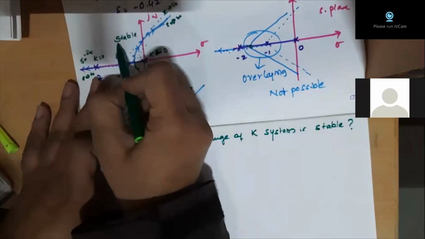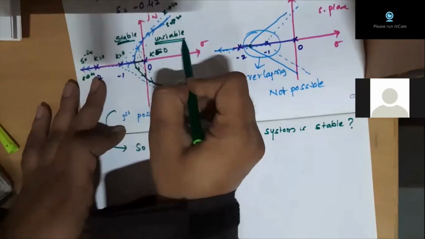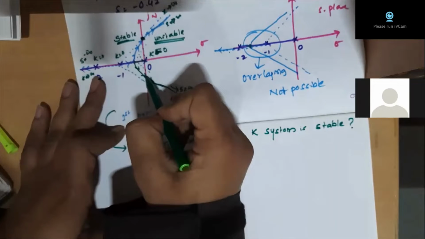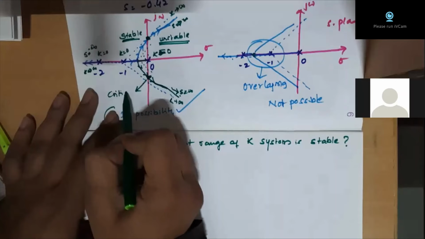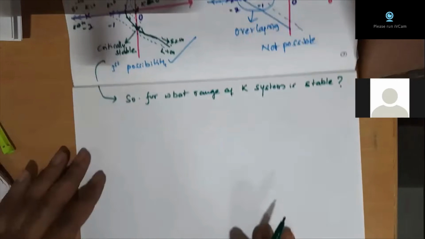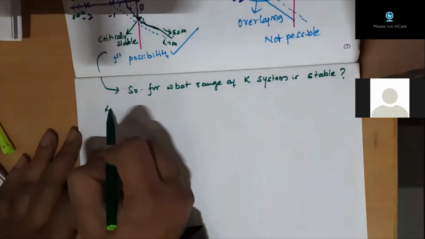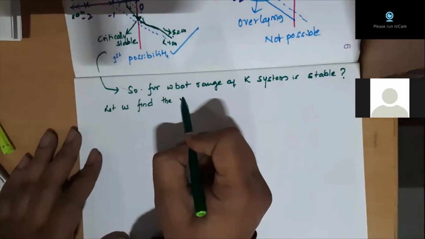So this is the stable region. LHS is the stable region and RHS is the unstable region. So the system is conditionally stable. So we need to find till what range our system is stable. And the third point, it is critically stable. Stable, unstable, critically stable. On the imaginary axis, we denote it as critically stable.